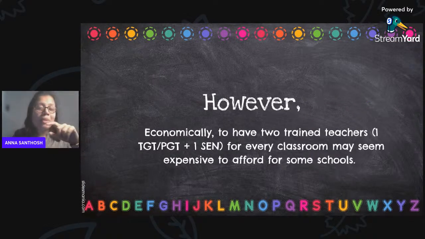Because economically, having two trained teachers, like one TGT or PGT plus one SEN teacher for every classroom, may seem quite expensive for some schools to afford. I know how it is. It is not possible to have a SEN teacher for every classroom along with one trained teacher, because it is quite expensive for schools to afford two teachers in every classroom like this.